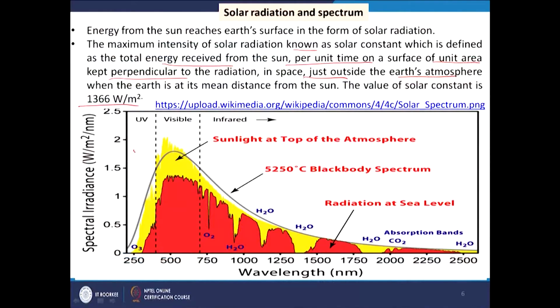And this figure shows us that UV, visible and infrared are all available in solar radiation, and we see that spectral irradiance is highest in the case of visible light. So, this is within, say, 400 to 700 nanometer of wavelength.